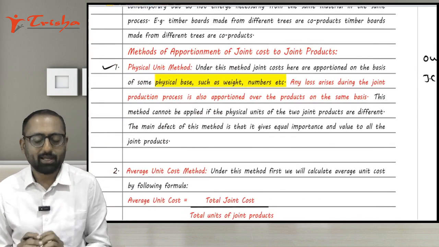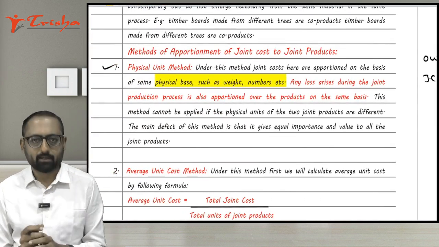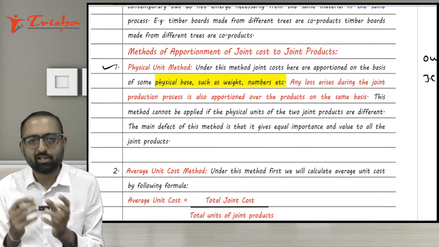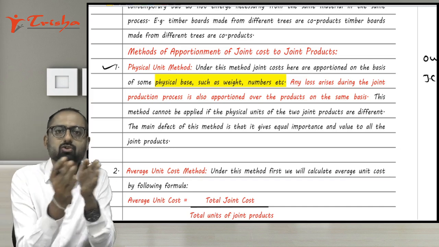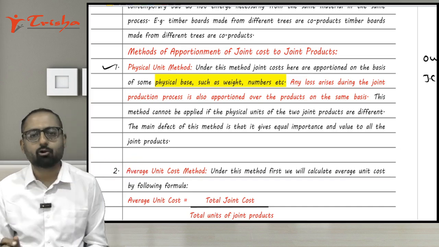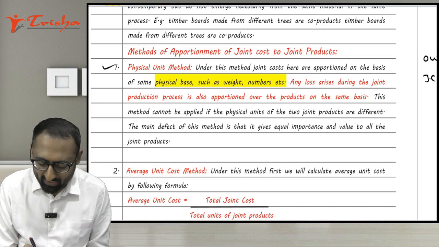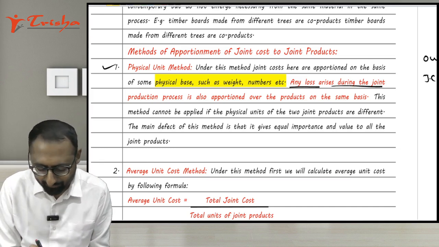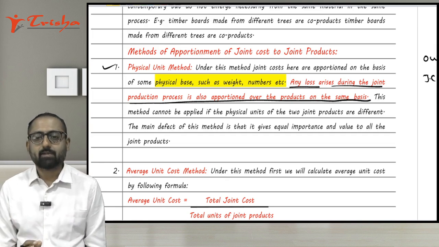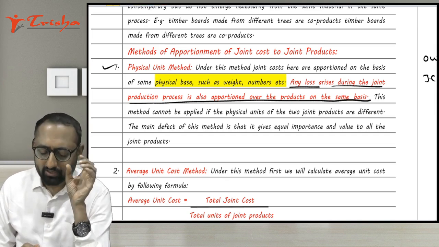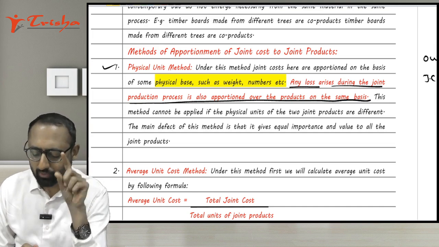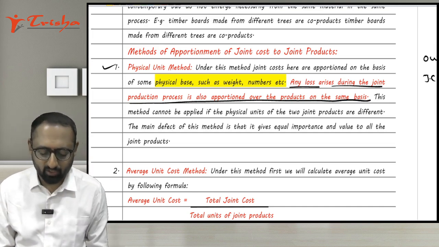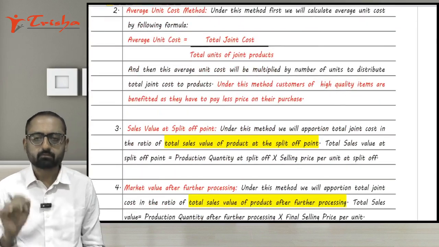Now, one important line here. If any loss is there, if any normal loss is there while production, that loss will also be allocated in the same physical output. So if the loss is there during the production, then that loss will also be apportioned to various products on the basis of physical output. Okay, so this is your first method.